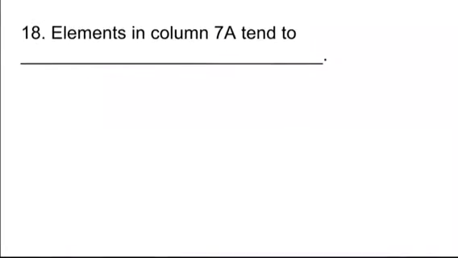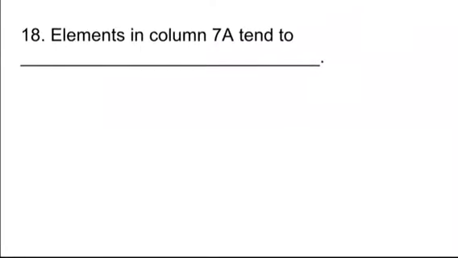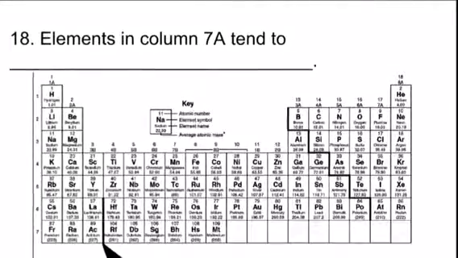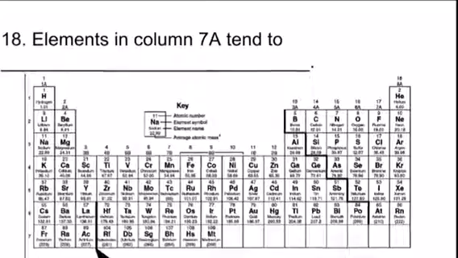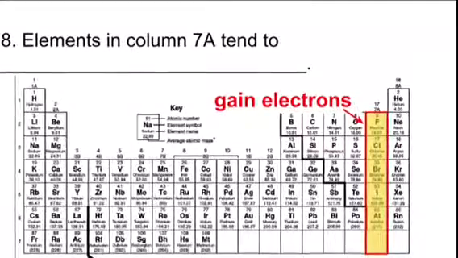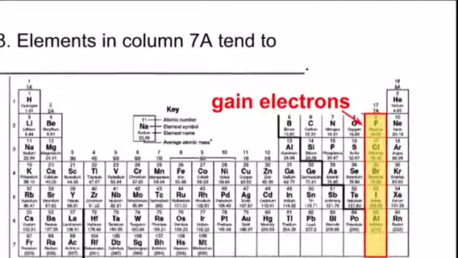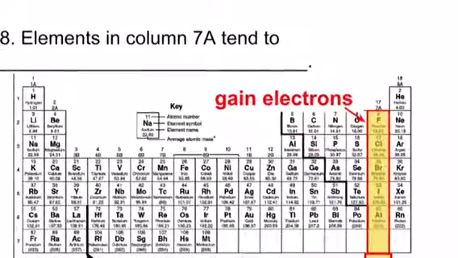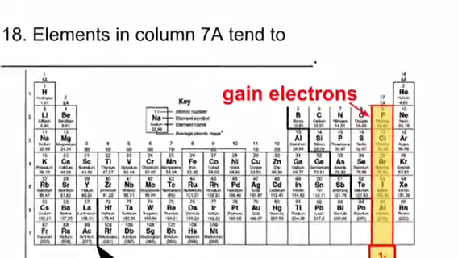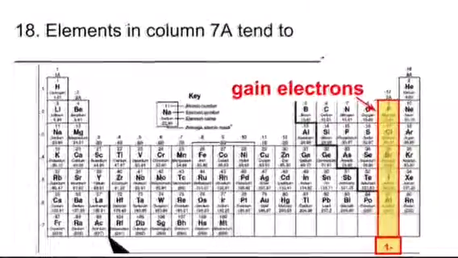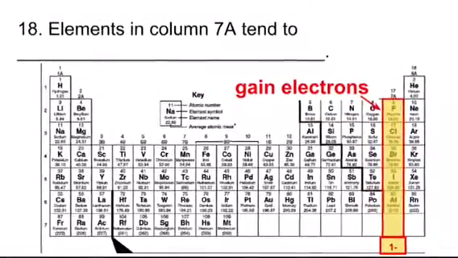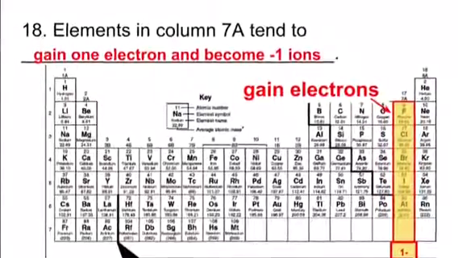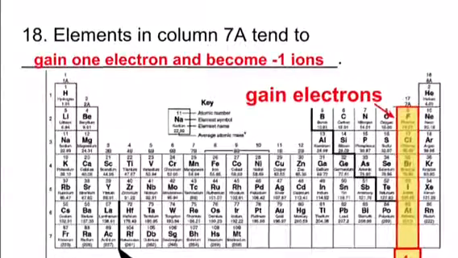Question number 18. What do the elements in column 7A tend to do? So that same concept, now we're in 7A on the periodic table, so that tells us these elements have 7 valence electrons. So since they have 7 valence electrons, they need 1 more to fulfill that octet rule, so they're going to have a -1 oxidation number. So having a -1 oxidation number tells us that elements in column 7A are going to tend to gain 1 electron, and by gaining that 1 electron, it's going to have a -1 charge.